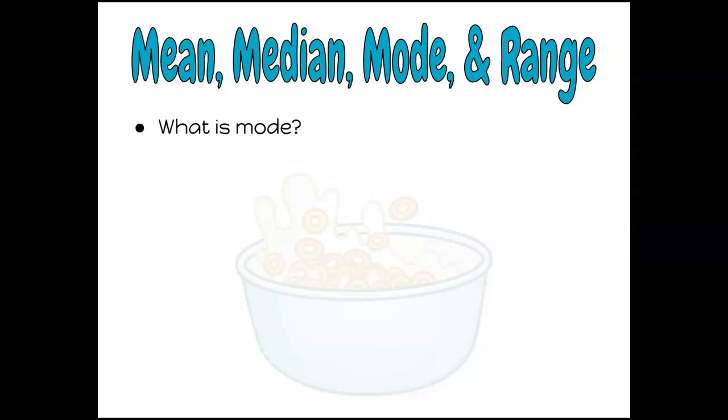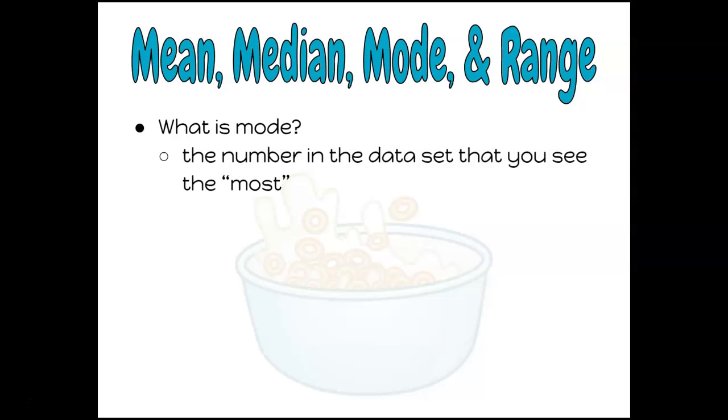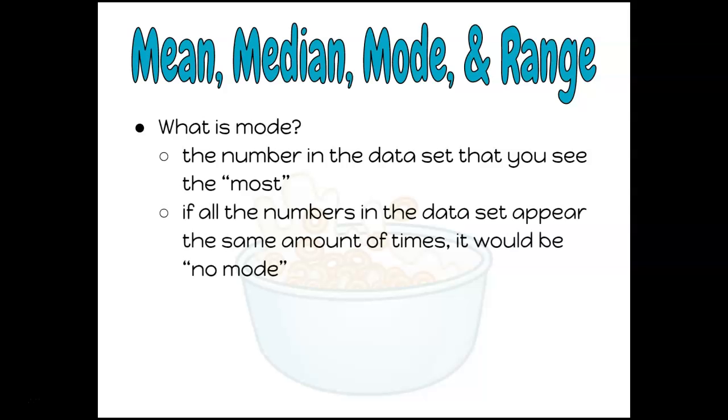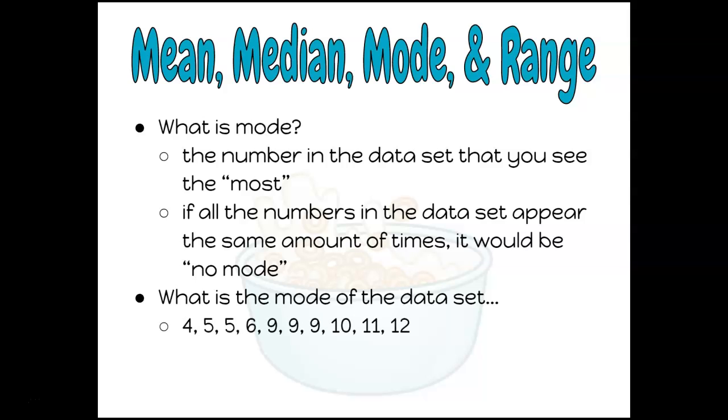What is the mode? The mode is the number in a data set that you see the most. If all numbers in the data set appear the same amount of times, there would be no mode. What is the mode of this data set? The mode would be 9.